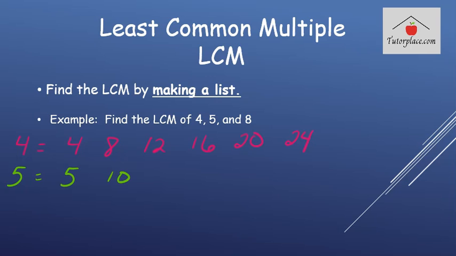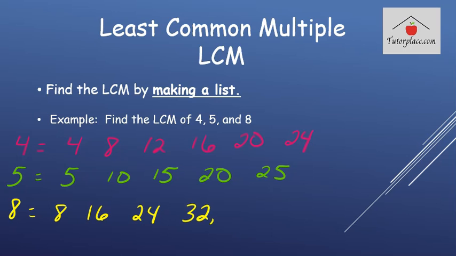5, we know is easy: 5, 10, 15, 20. So far I've got a 20 that's in both. So let's see if this is going to be far enough. It may not be. 8, we've got 8, 16, 24. Oh, the 20 didn't show up, so I'm going to have to keep going.